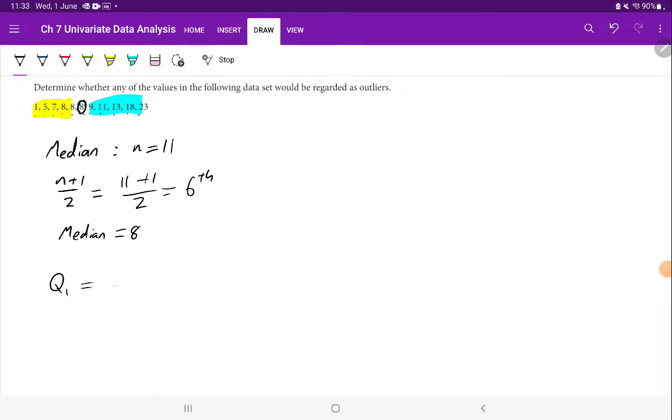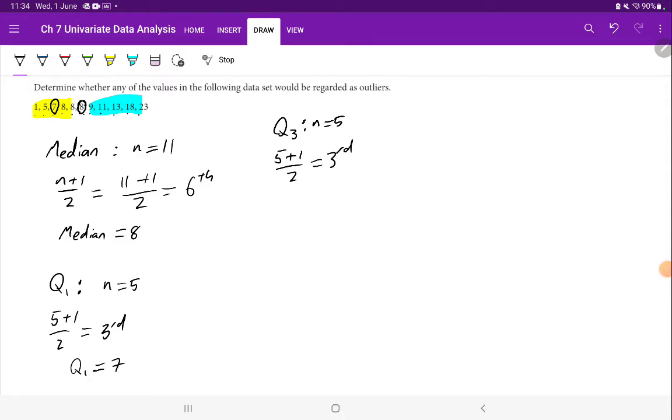Q1 is going to be, well, there's only 5 numbers there, so n equals 5. 5 plus 1 over 2 is the 3rd position. So it's going to be a 7. Q3, well, n also equals 5, which means that 5 plus 1 over 2 is also going to be in the 3rd position. The 3rd position is a 13, so Q3 equals 13. And we now have all of the information that we need. So let's work out our interquartile range, and then we'll go forward. IQR equals Q3 take Q1. 13 minus 7 is 6.